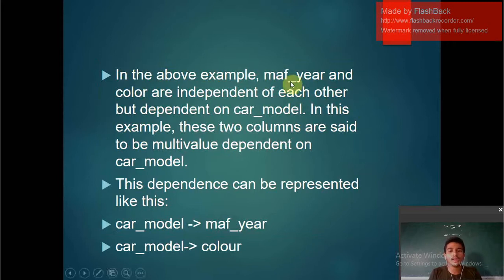And see here in the example, car model is depending upon the manufacturing year and car model is also depending upon the color. In the same way we can say that car model and manufacturing year have a dependency, and car model and color also have a dependency. But we have to remember one thing in this case: these two have to be independent because they should not depend on each other, right?